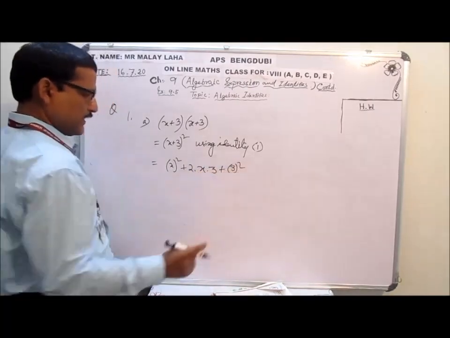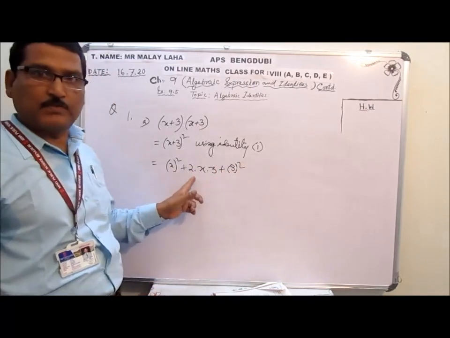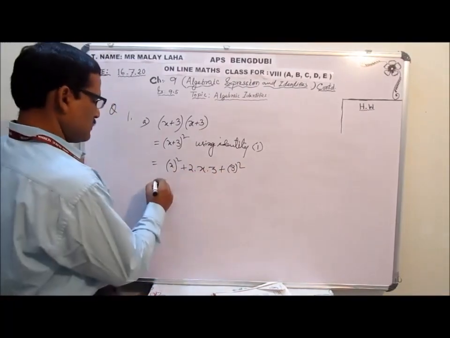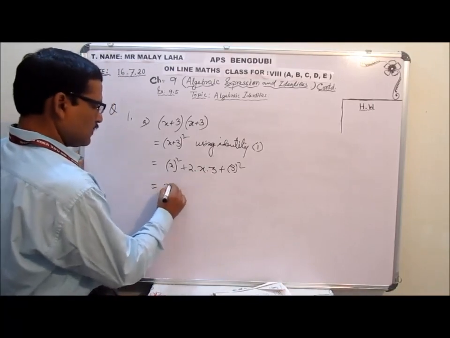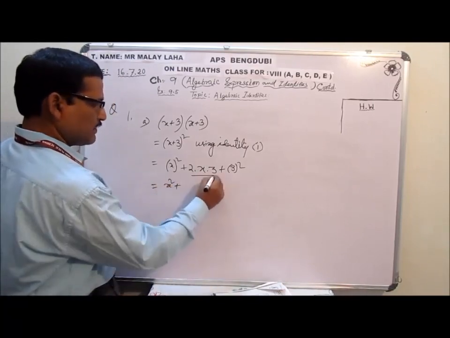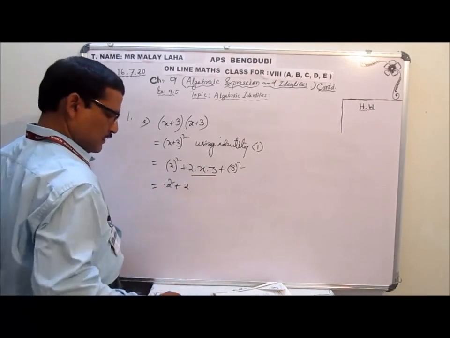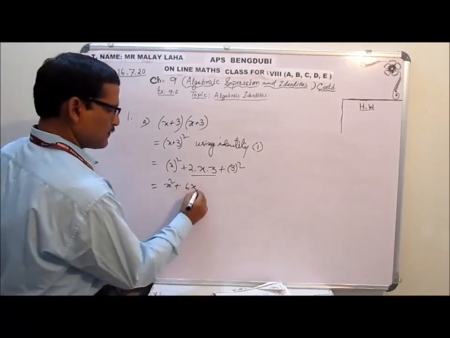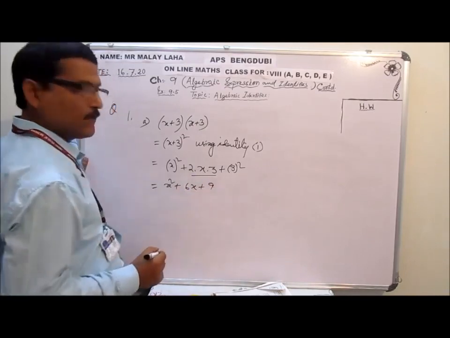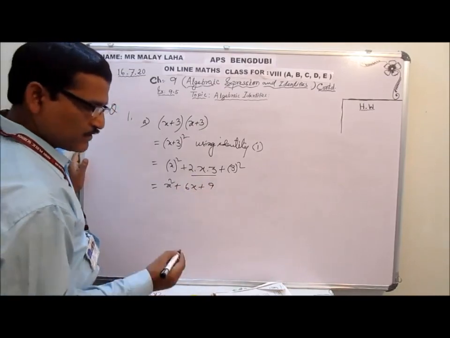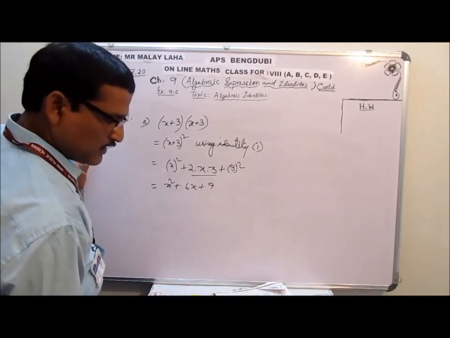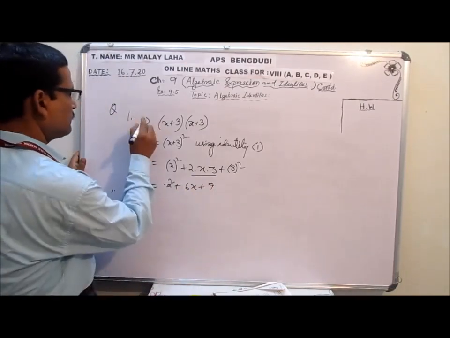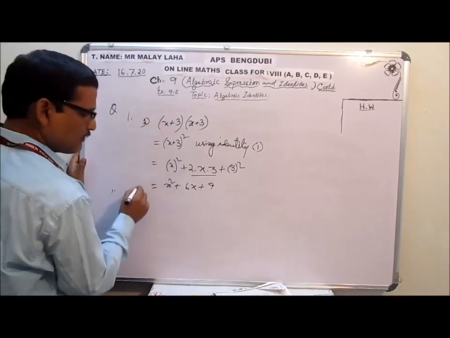square. So in algebra, one dot means multiplication. 2 into a into b. Okay? So now here x square plus, if we multiply this, it will be 6x plus 9. Got it? Now the next one is 2x plus 5.